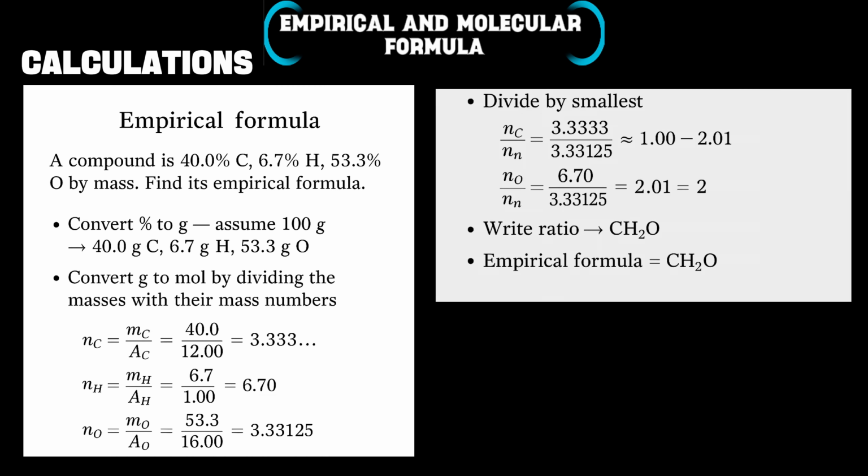Then you now divide these mole ratios by the smallest, which is 3.33. So 3.33 divided by 3.33 will get 1 whole number. 6.67 divided by 3.33, you get approximately 2. Then 3.33 divided by 3.33, you get 1. So from there, C is 1, H is 2, O is 1. So you have CH2O. That is the empirical formula.